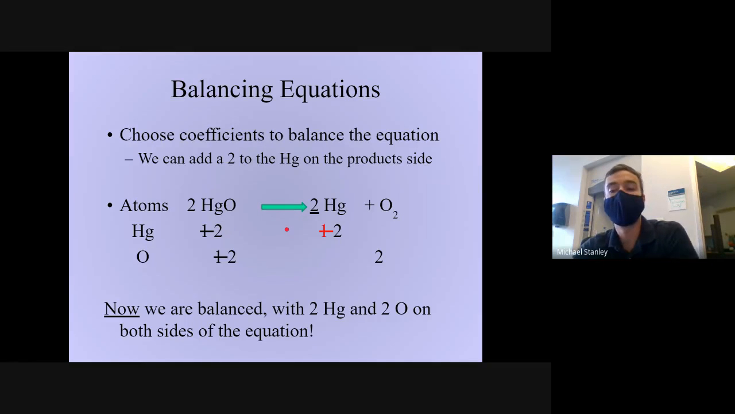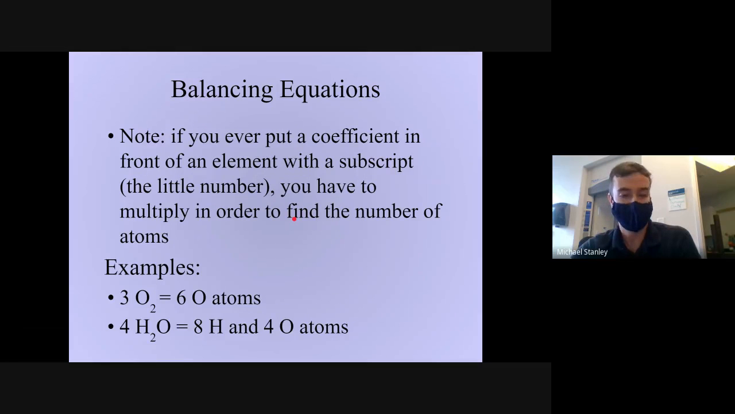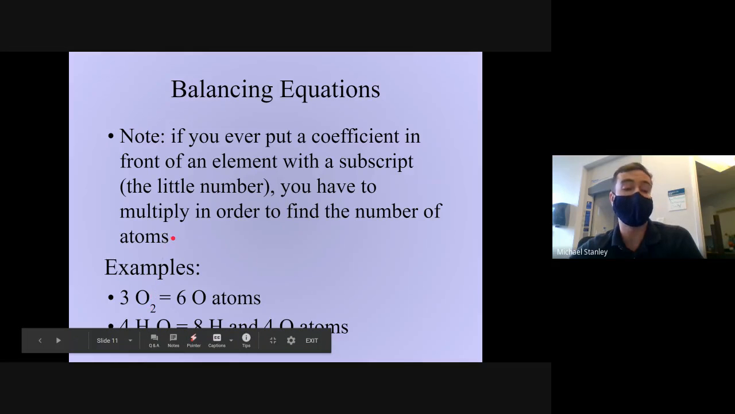So a couple more things that I wanted to bring up before I ask for any questions, because I'm sure people have some, because this is a little bit tricky. So sometimes you'll have to put a coefficient in front of an element with a subscript. So that little number on the bottom. When you do that, when a coefficient and a subscript interact, they multiply.